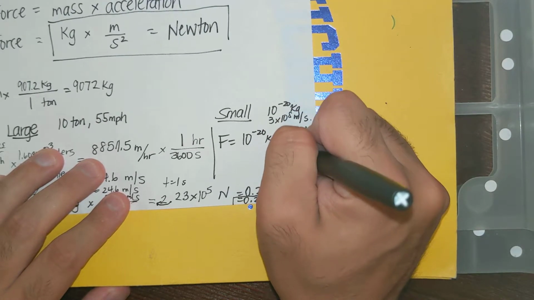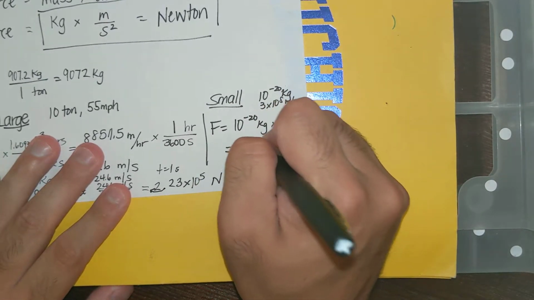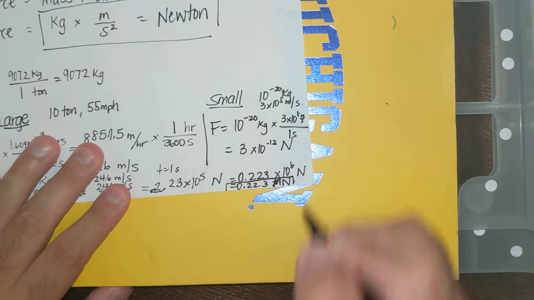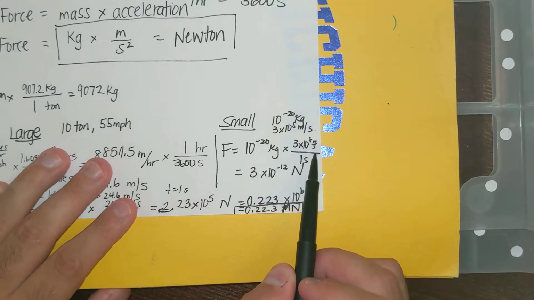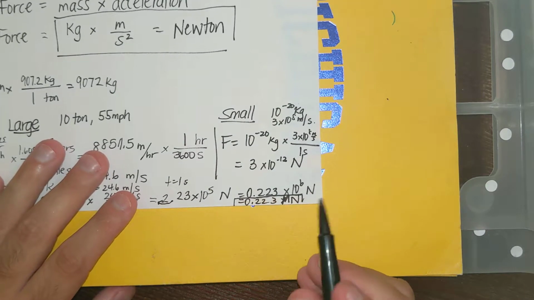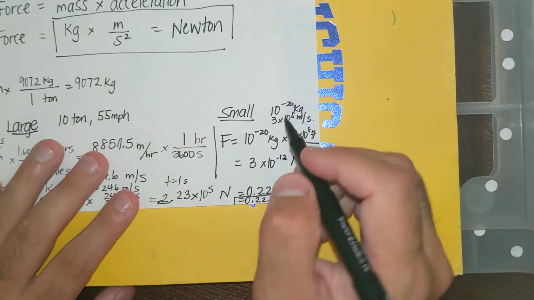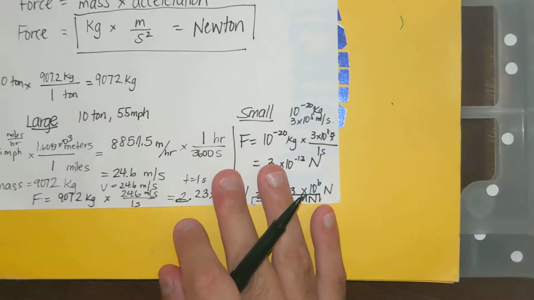And let's say you're dividing by 1 second. You're going to get 3 times 10 to the minus 12th Newton, because kilograms times meters per second, over per second, is going to be 10 to the minus 12th Newton, which you could also say is, if you look up in your textbook, I believe that's a Yocto Newton.